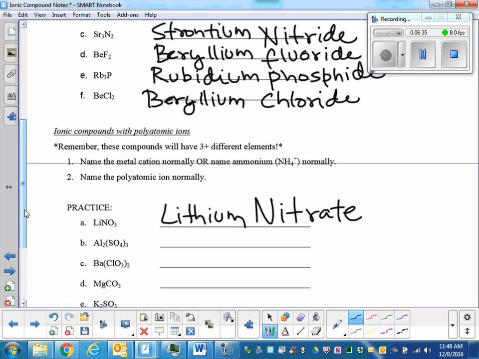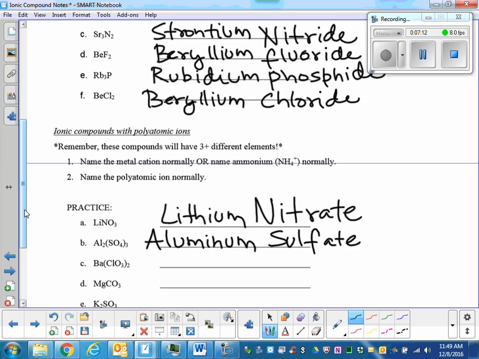Okay. Aisha? Aluminum is the name of the metal. What is this polyatomic ion, Aisha? Will you find it on the periodic table, or did we just memorize it? You recognize this as a polyatomic ion that we memorized. Sulfate. Very good.